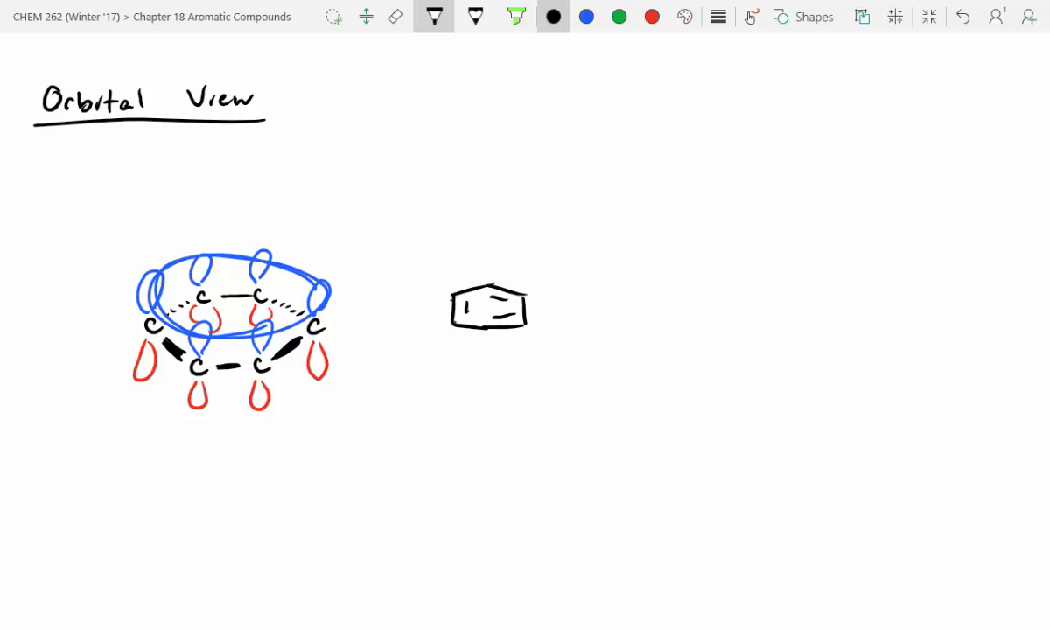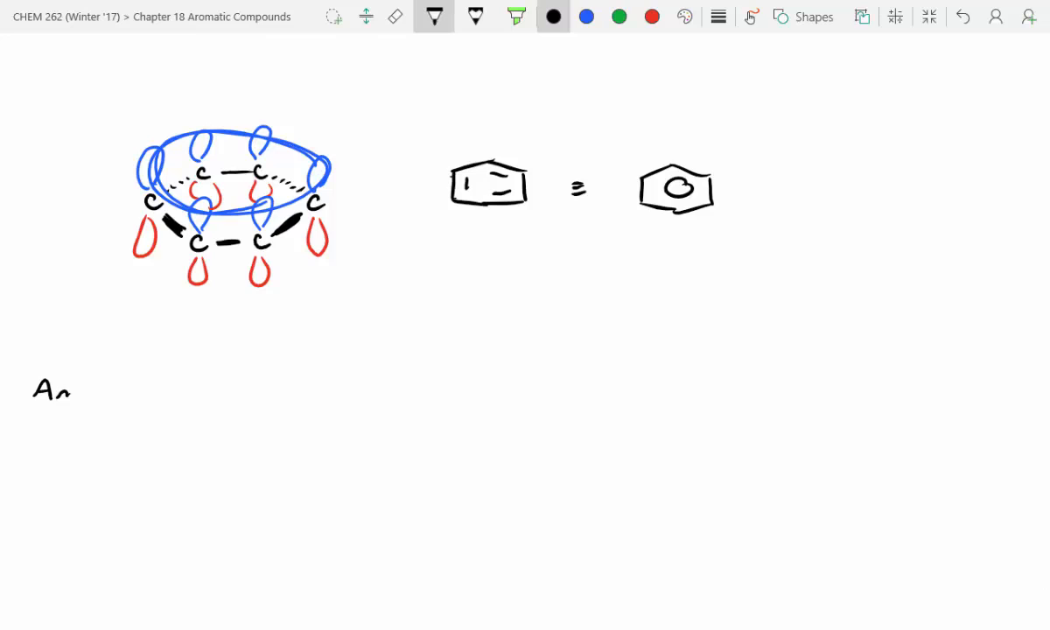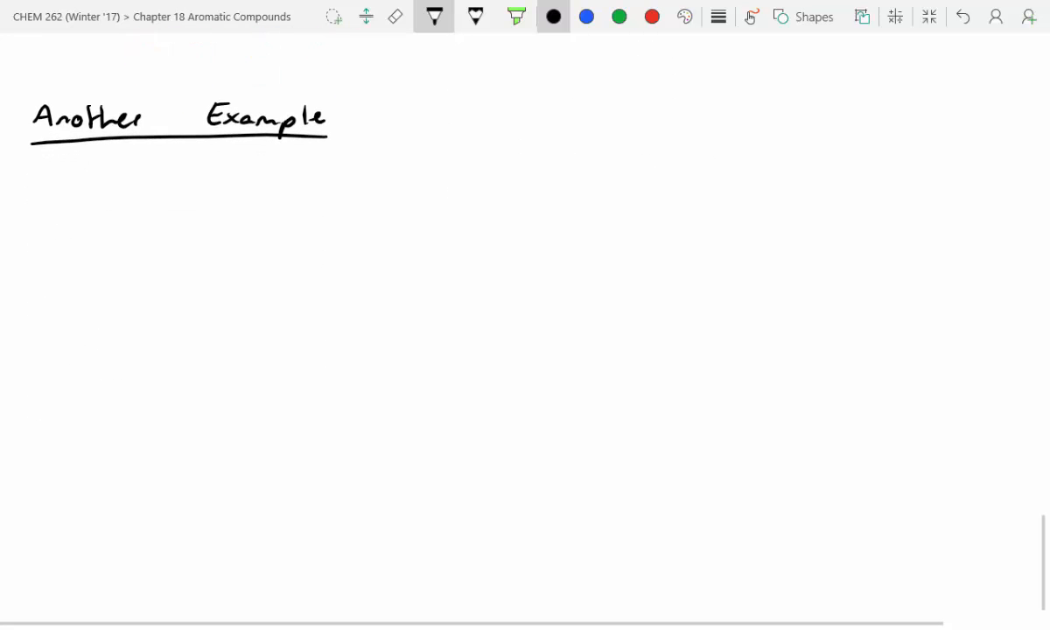Oftentimes, chemists, because they're lazy or they're trying to hurry, they don't draw benzene with alternating double single bonds. Instead, what they do is they draw a hexagon with a circle in it to indicate that these aren't true pi bonds, they're not true single bonds. They're actually kind of in between, and there's a huge amount of electron delocalization occurring within these molecules. This is also true for other aromatic molecules that aren't benzene. So another example might be pyridine. So let's take a look at pyridine really quick.